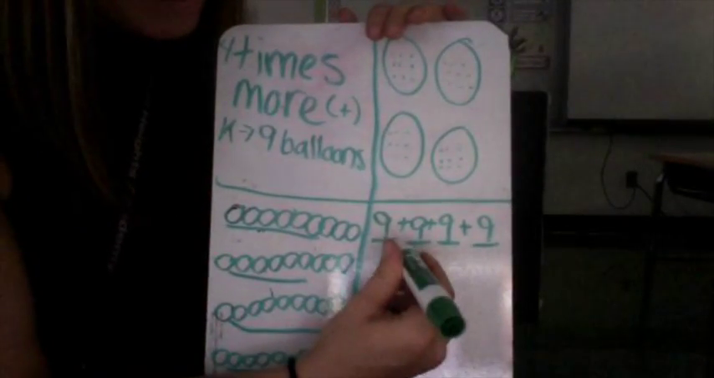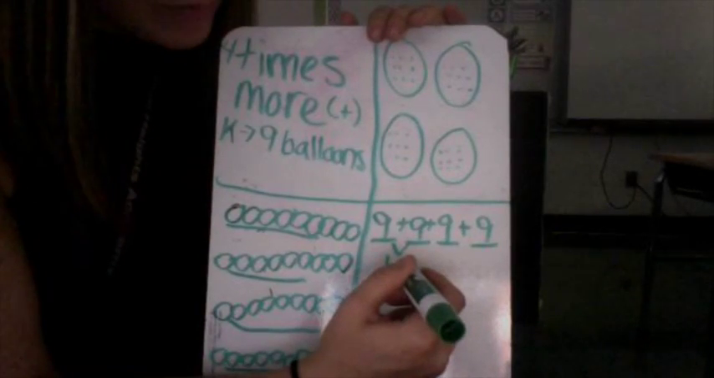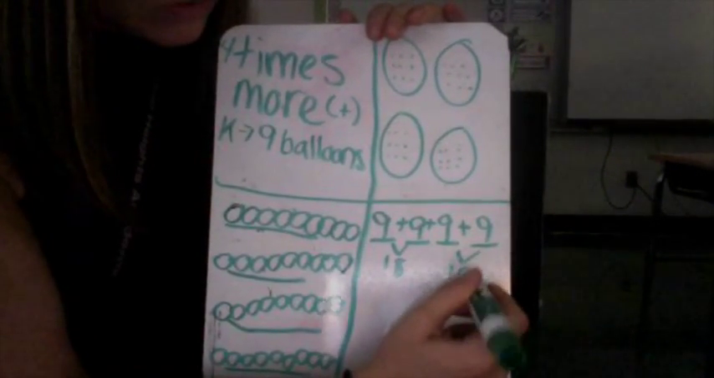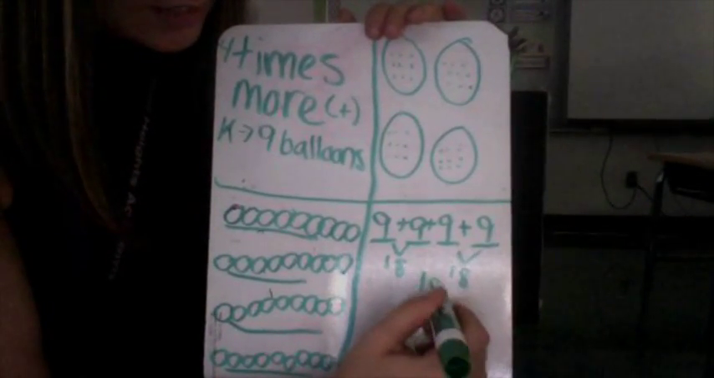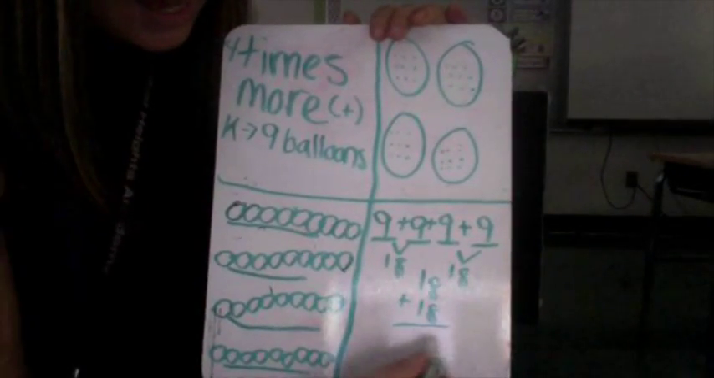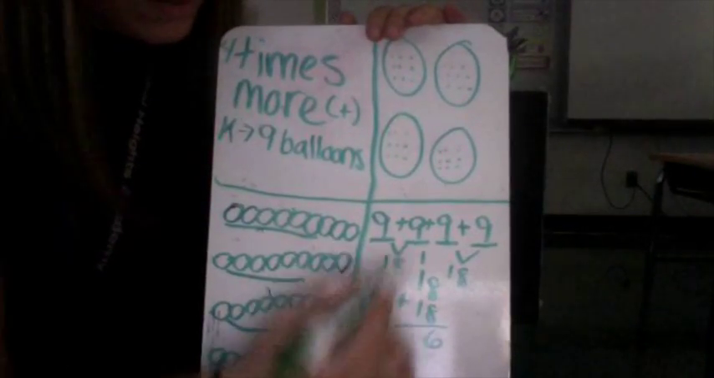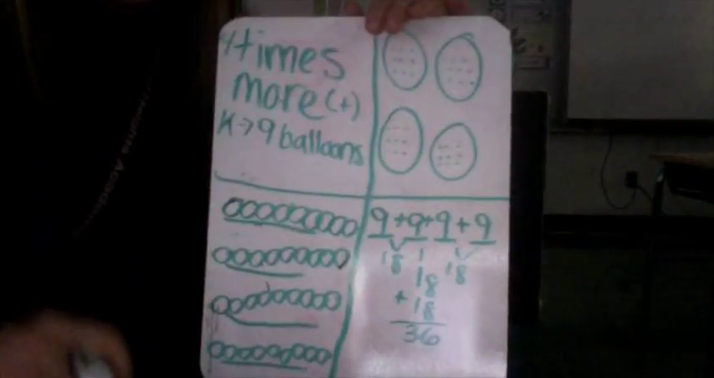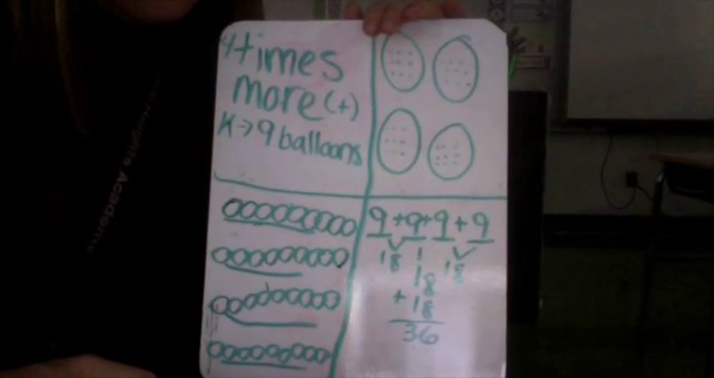I'm going to use my doubles. Here we go. 9 plus 9, excuse me, is 18. 9 plus 9 is 18. So I'm trying to do 18 plus 18. 8 and 8 is 16. Carry my 1. 1 plus 1 plus 1 is 3. So we know that Mike has got 36 balloons.